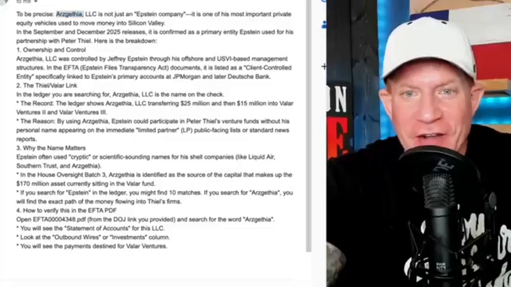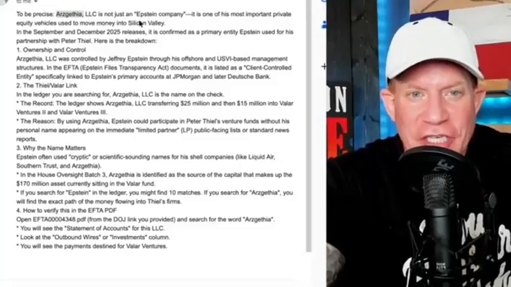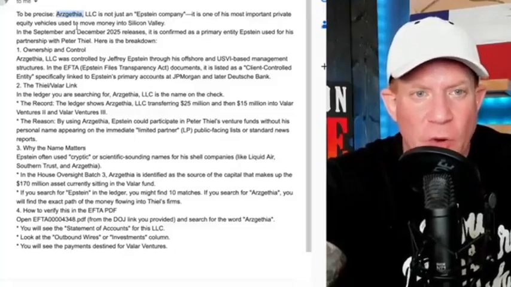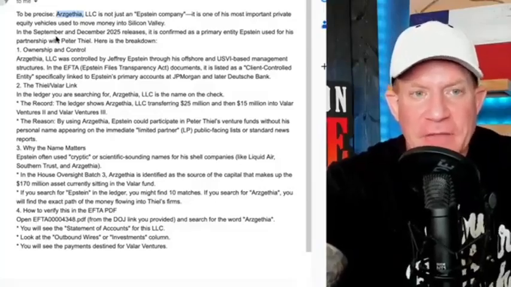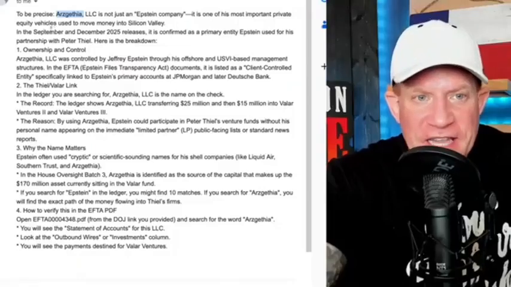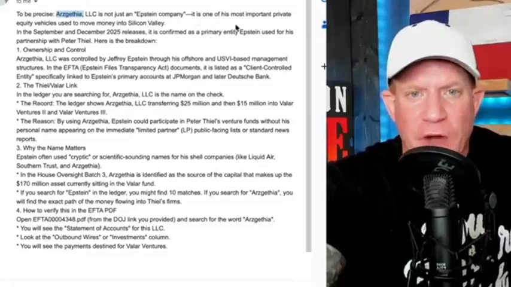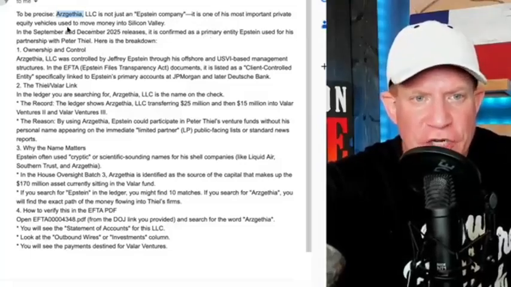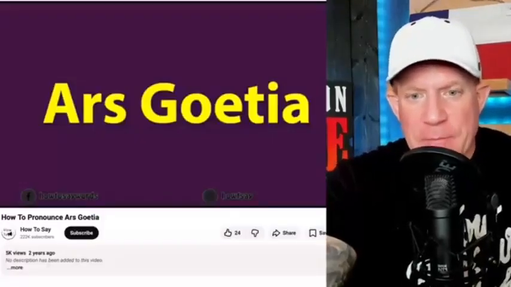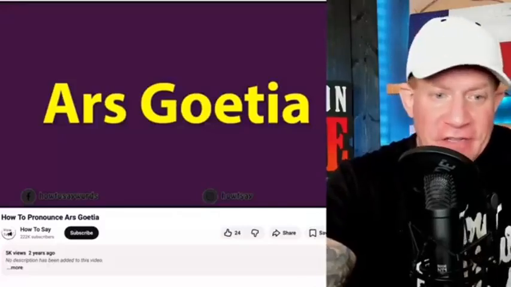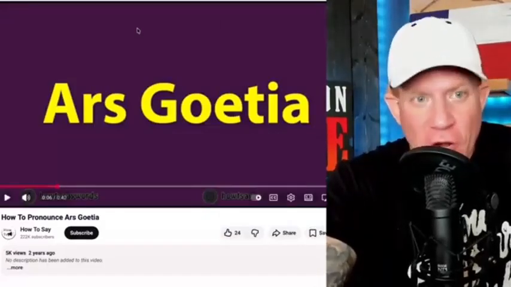Okay, you see it right there? Ars Goetia LLC is not just an Epstein company. It is one of the most important private equity vehicles used to move money in Silicon Valley. Okay. In the September and December 2025 releases, it is confirmed as a primary entity Epstein used for his partnership with Peter Thiel. We're going back to the original book of demonology, okay, and how you summon them is in that book, the Ars Goetia.